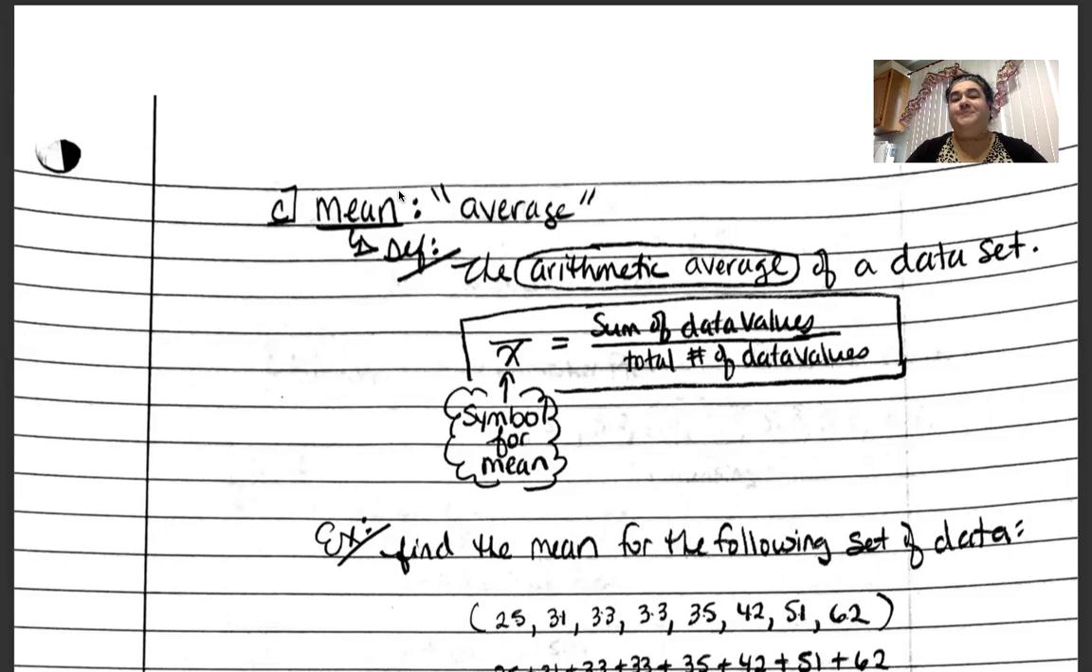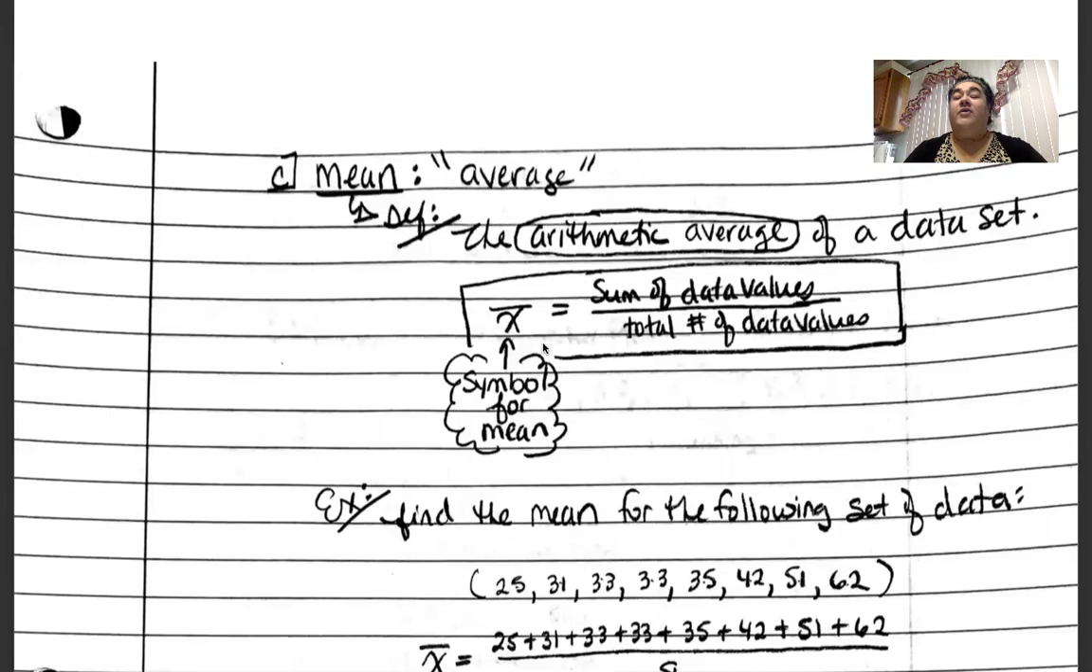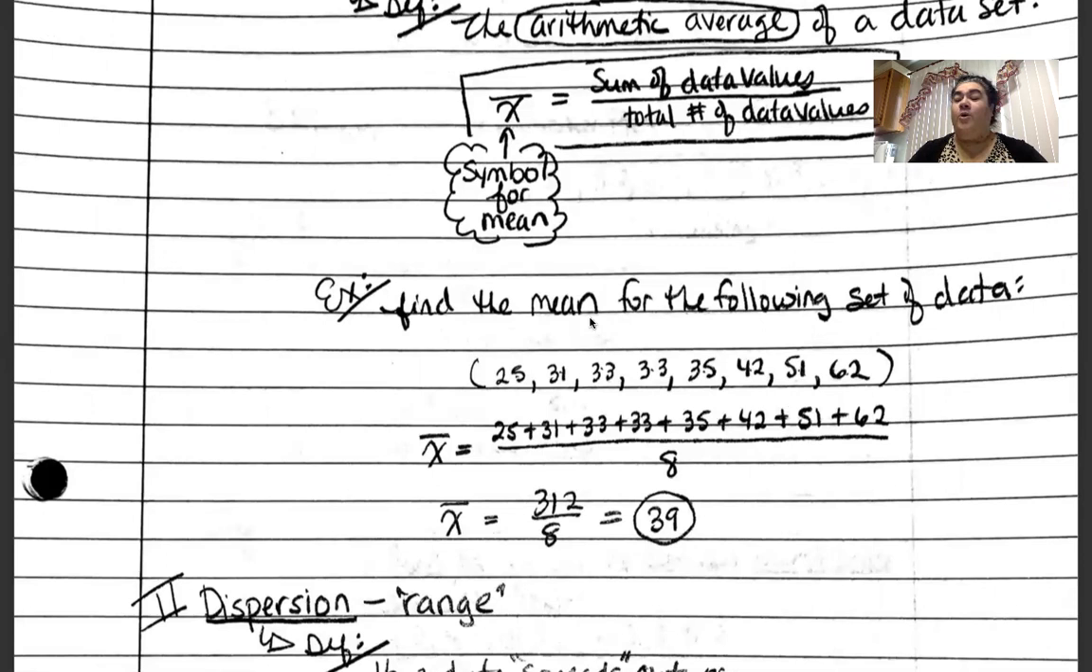So you will see here that the mean is defined as the arithmetic average of a data set, and here is officially how that is found. The arithmetic average of a data set, and the symbol that stands for it is the little x with a line above it, the symbol for mean, is found by taking the sum of all the data values and dividing by the total number of data values in the set. So for example, for this set of data here, we're going to find the mean.